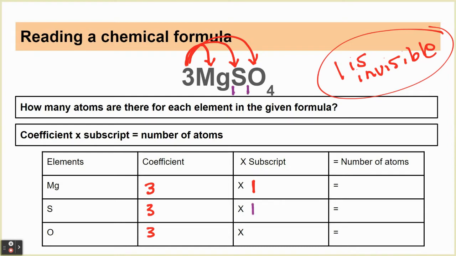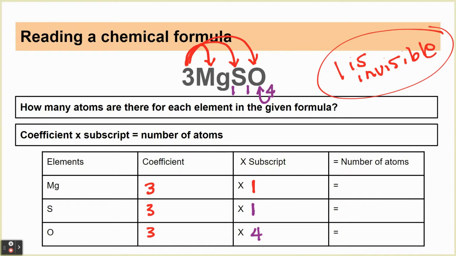See it? Okay. And now if you look closely, the 4. Remember, it's a subscript. It multiplies the first thing to its left, the O. So that 4 is for O only. See it? Okay. So what is the total number of atoms?